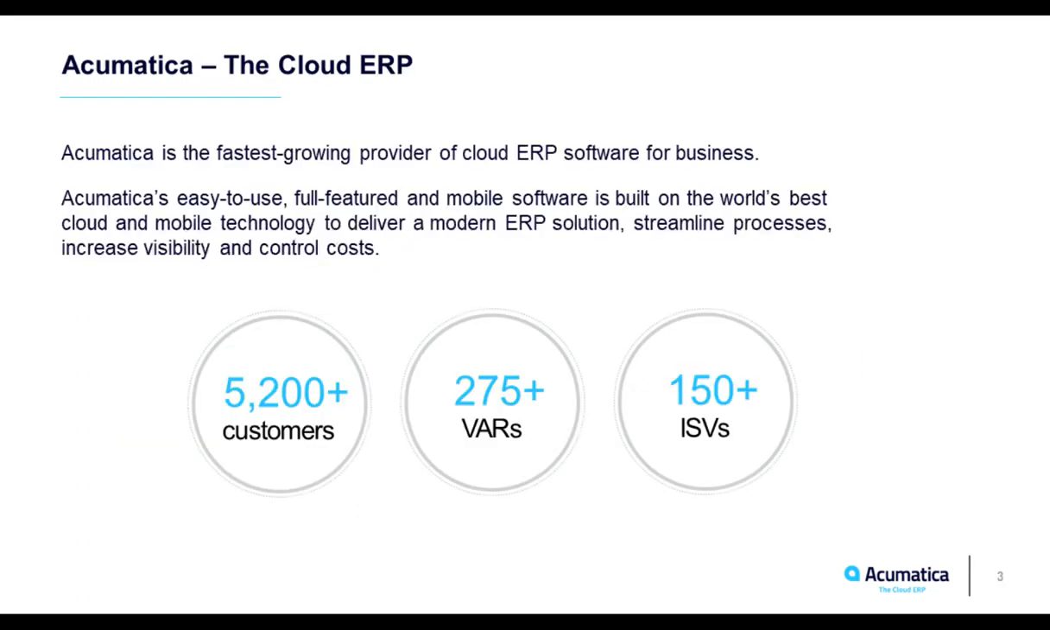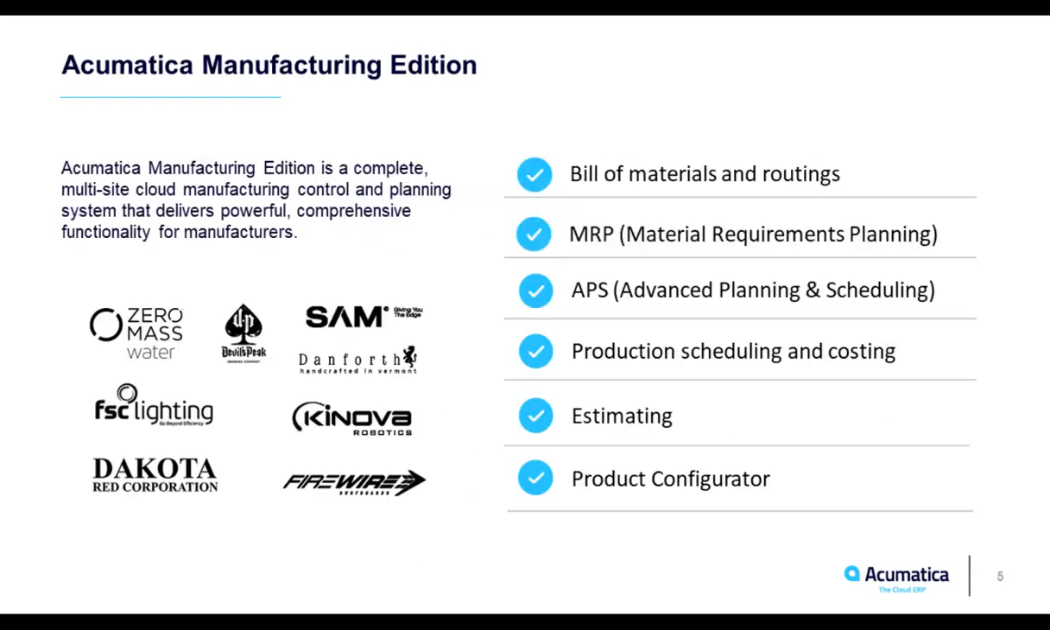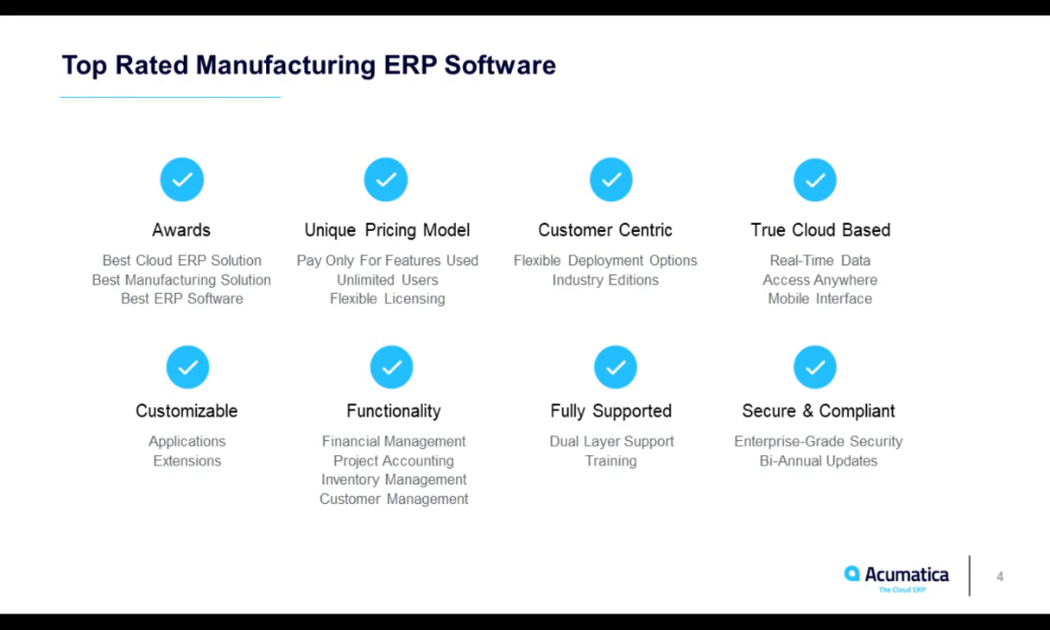For those of you not familiar with Acumatica, Acumatica is a cloud ERP software. It's one of the fastest growing cloud ERP software for business today. It's easy to use, full-featured, and mobile software built on the world's best cloud and mobile technology to deliver a modern ERP solution, streamline processes, and increase visibility, and of course, help you control costs. It's one of the top-rated manufacturing ERP software available on the market today. It's highly awarded, has a unique pricing model, very customer-centric. It's cloud-based, customizable, functional, and fully supported, secure, and compliant.